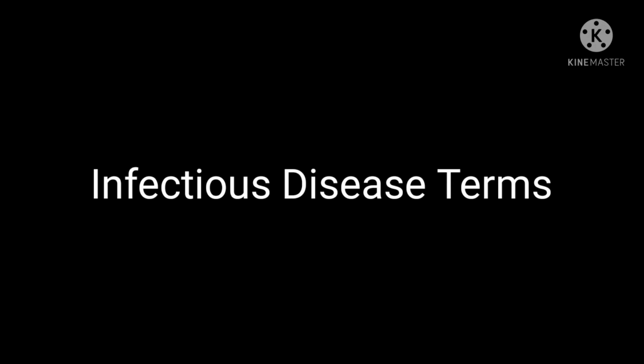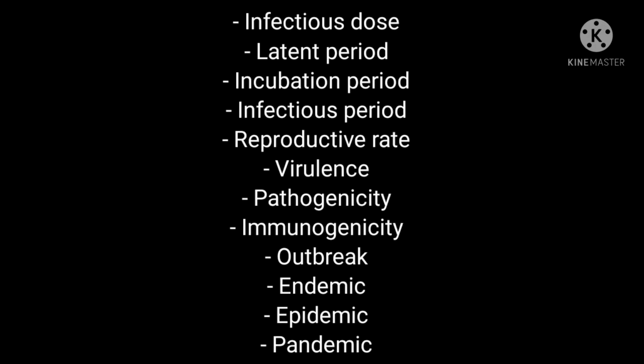Now let's go to the infectious disease terms. The infectious dose, it is the number of organisms needed to successfully infect. Then the latent period, it is the exposure to infectiousness interval. The incubation period, it is an interval from exposure to clinical symptoms. Then the infectious period, it's an interval during which host can transmit infection. Reproductive rate, the ability of an agent to spread in populations.